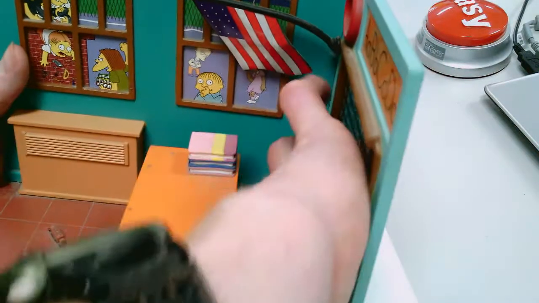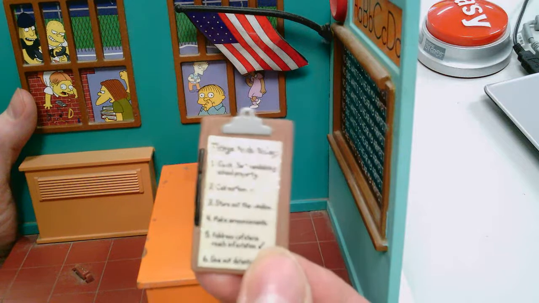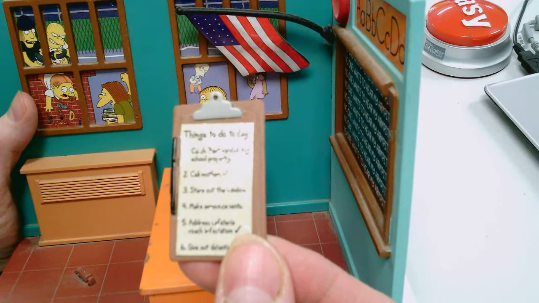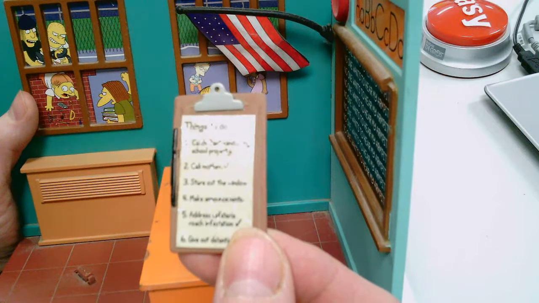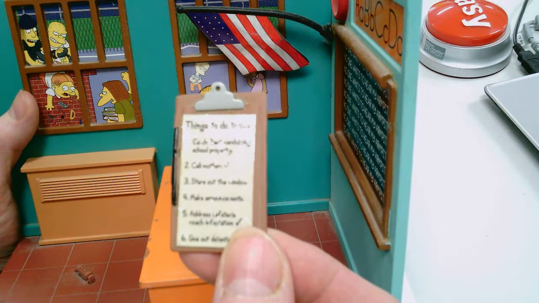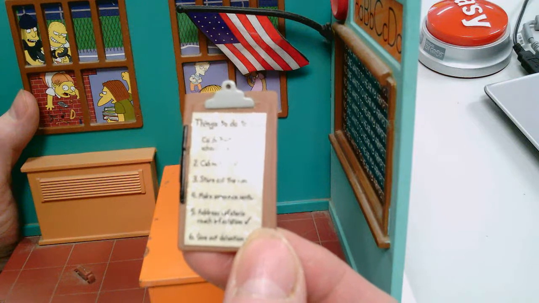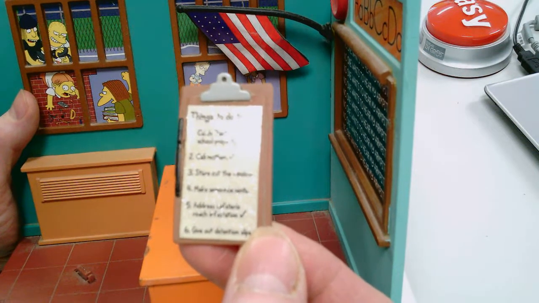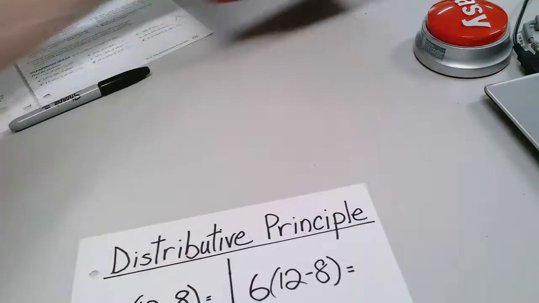And what do we have here, right in the corner? It's the teacher's to-do list. So what's the teacher saying? Teacher is saying, things to do today. Number 1, catch Bart vandalizing school property. Number 2, call mother. Number 3, stare out the window. Number 4, make announcements. Number 5, address cafeteria roach infestation. And number 6, give out detention slips. So very typical teacher stuff, I guess you would say.